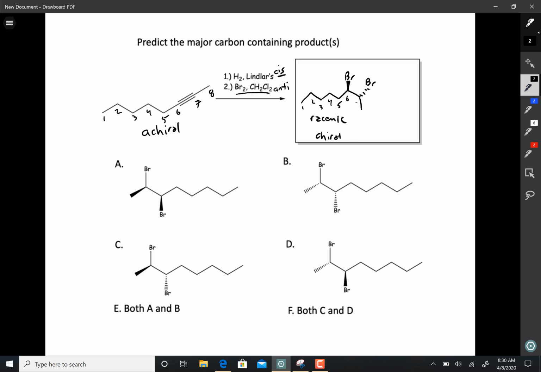And so if we take a look at these, all of these have 8 carbons, and we end up with bromines on carbons 6 and 7. So they all have the correct positionings. Now I just have to figure out if they have the right stereochemistry. And for that, it's a good idea to, on your structure that you've drawn, figure out R and S.